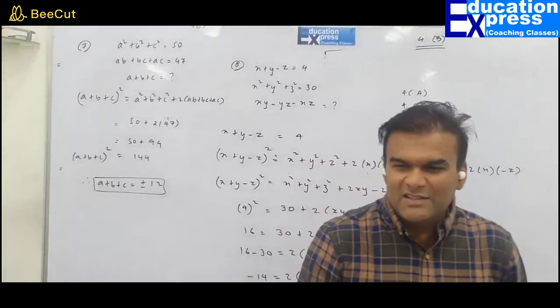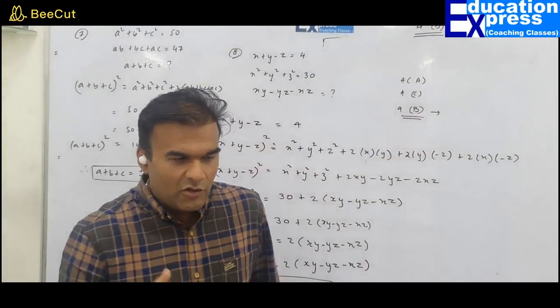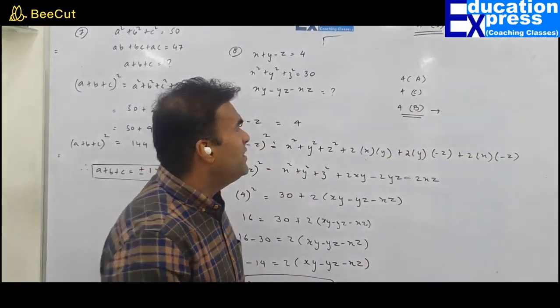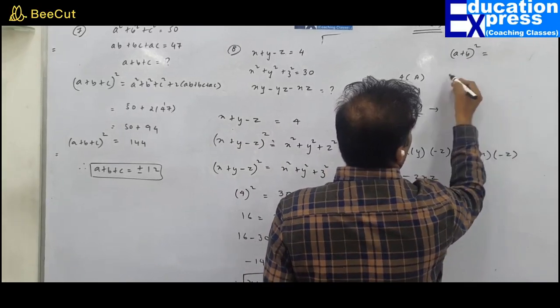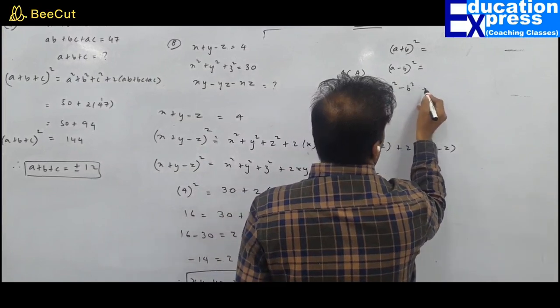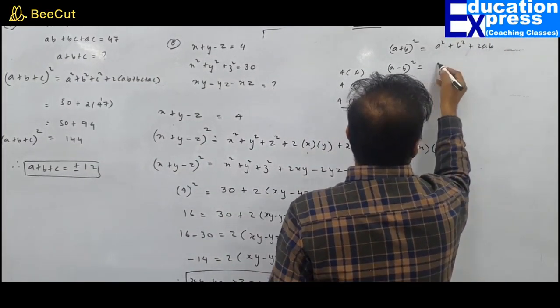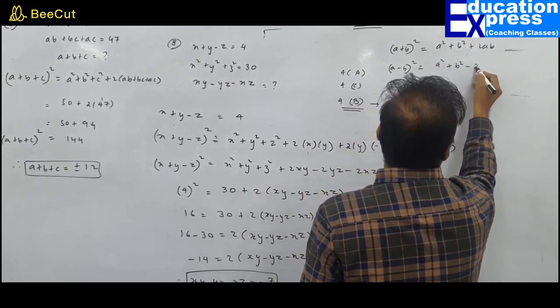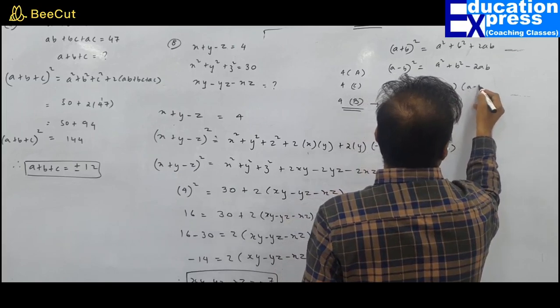We did square yesterday. That means we know how to find the identities a plus b the whole square, a minus b the whole square. Let's recreate the whole thing. A plus b the whole square, done sir. A minus b the whole square, done sir. A square minus b square, done. This would be a square plus b square plus 2ab. This would be a square plus b square minus 2ab. This would be a plus b, a minus b.